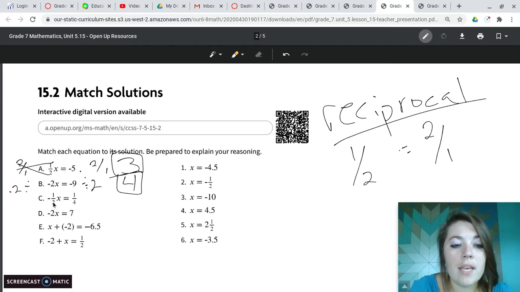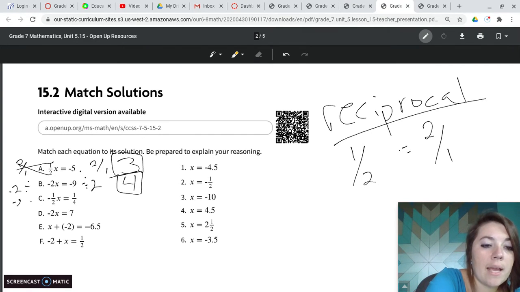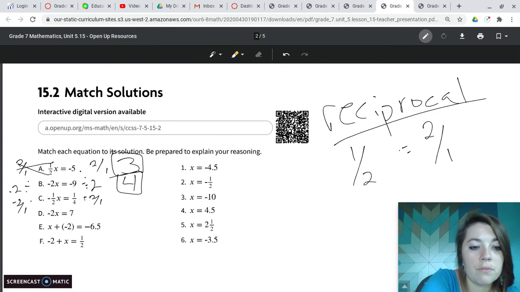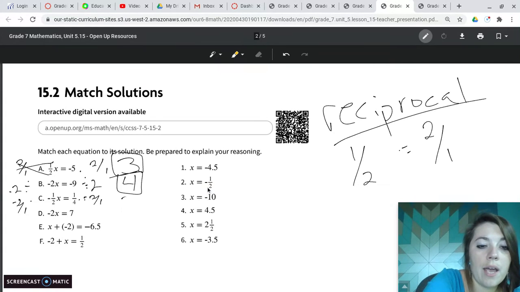Next one, we have -1/2 x equals 1/4. In this case, the 1/2 is being multiplied to the x. Being as we're dealing with a fraction, we can use reciprocals. So we can multiply by -2/1 on both sides. If we multiply 1/4 by -2, we're going to end up with -2/4, which is the same thing as -1/2.